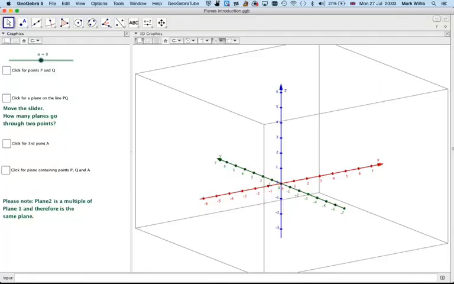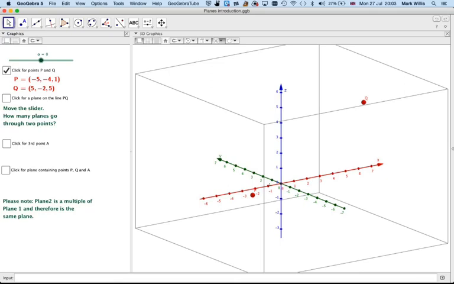Okay, here I have the x-axis, the y-axis positive, and this is the z-positive axis. Right, what I'm going to do is click for 2 points. So I've got 2 points that have just appeared. This is the point P, and this is the point Q. The question is, how many different planes can I go through 2 points?